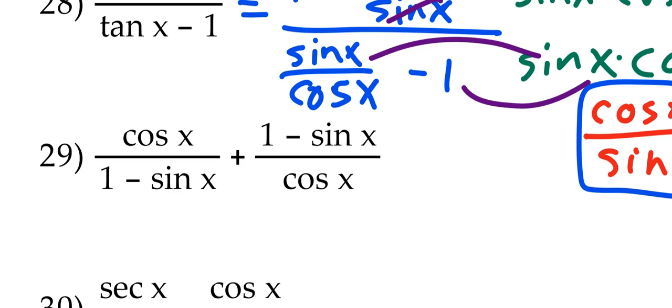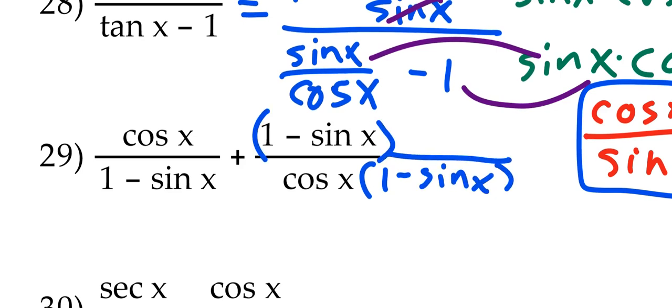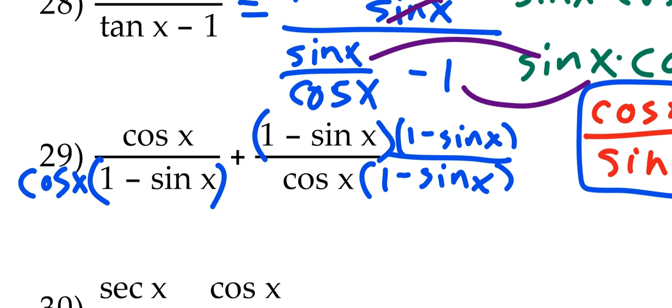Well, we're not multiplying. If we were multiplying, the answer would be yes. We need common denominators. So, this one's missing a 1 minus sine x, top and bottom, right? And what's this one missing? Cosine x.